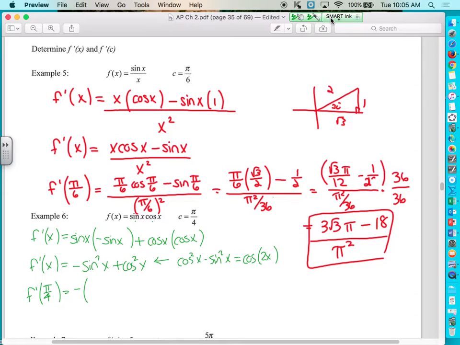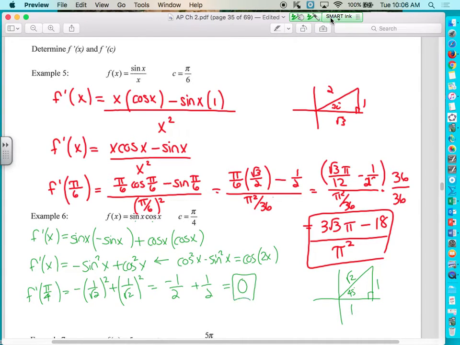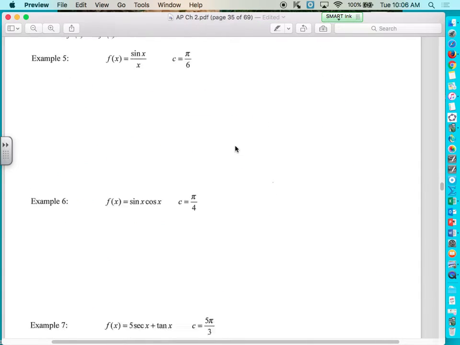So the sine of pi over 4, it's 45 degrees. I'll draw my triangle over here. So the sine for that triangle is 1 over root 2. The cosine for that same triangle is also 1 over root 2. So I have negative 1/2 plus 1/2, which gives me 0. And let's see what else we have in here.